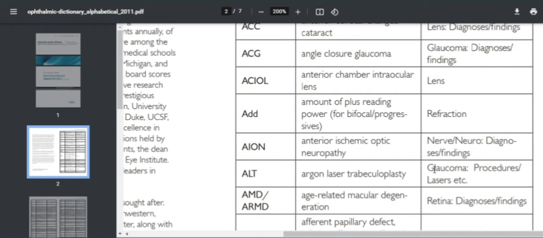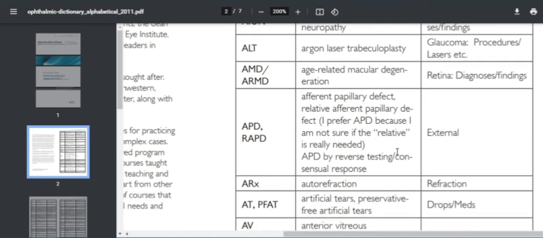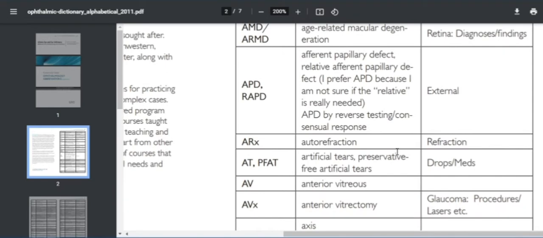ALT, that is argon laser trabeculoplasty, that is used in glaucoma, a laser procedure. ARMD, age-related macular degeneration, that is a retina diagnosis. Instead of writing that long name, age-related macular degeneration, you can write ARMD. Another is APD or RAPD. APD means afferent pupillary defect, and RAPD means relative afferent pupillary defect. That is very useful to see in optic nerve pathologies also.